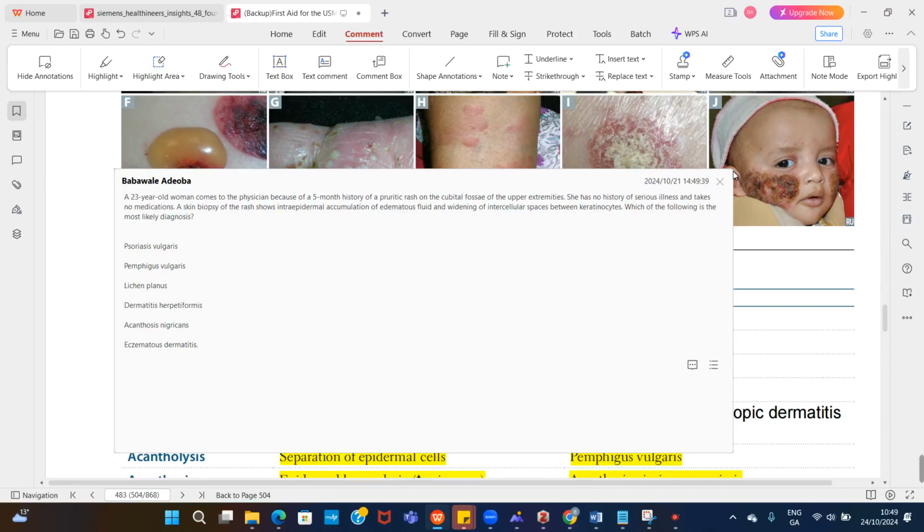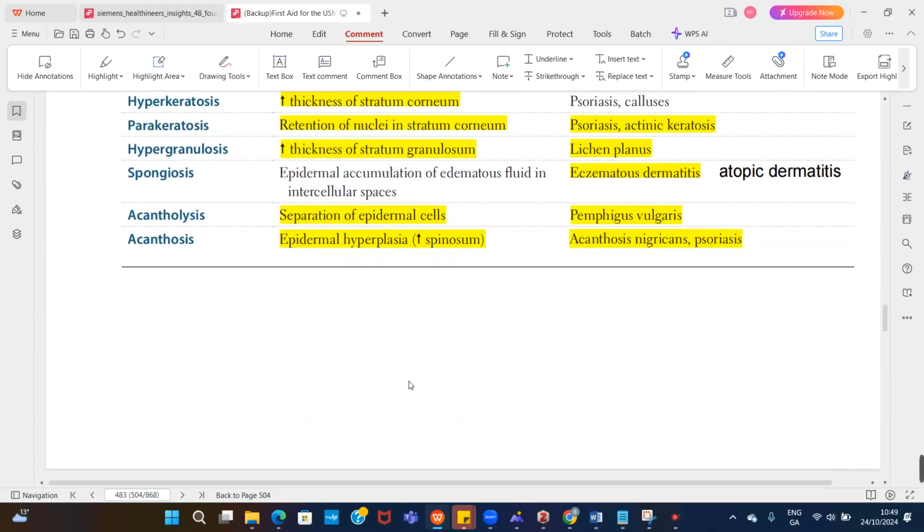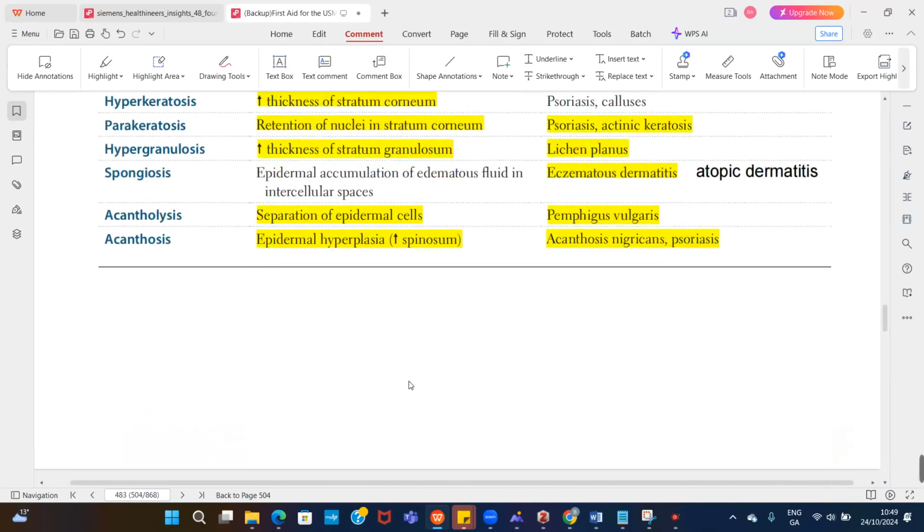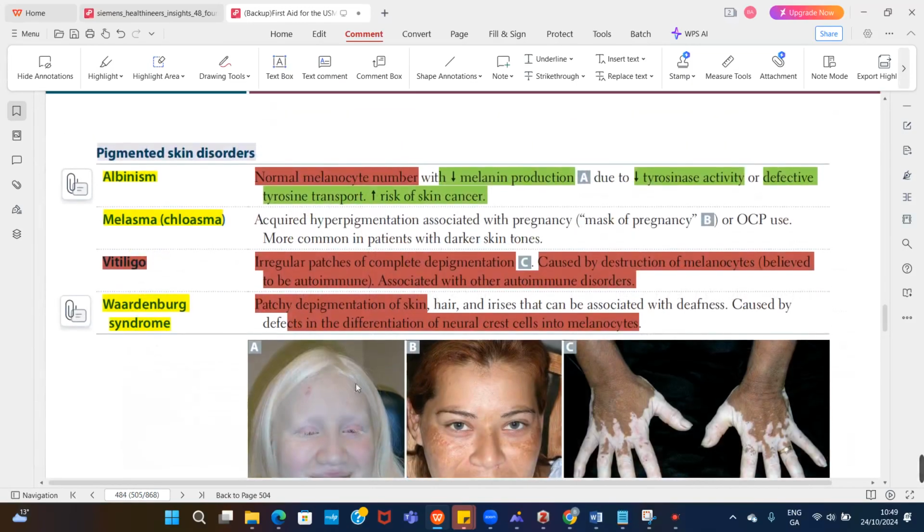That is it, because we know what you expect on skin biopsy. That's the way it works. So this person is having atopic dermatitis or eczematous dermatitis, from the presentation and from the histological finding. Okay, so moving on to the pigmented skin disorders.